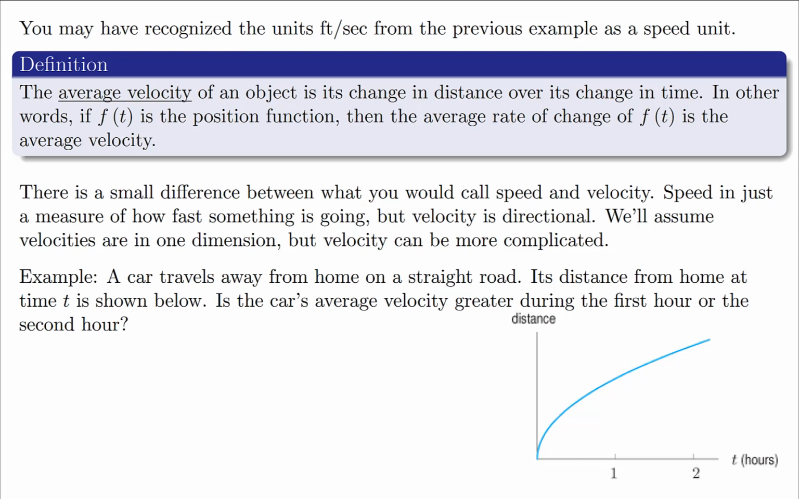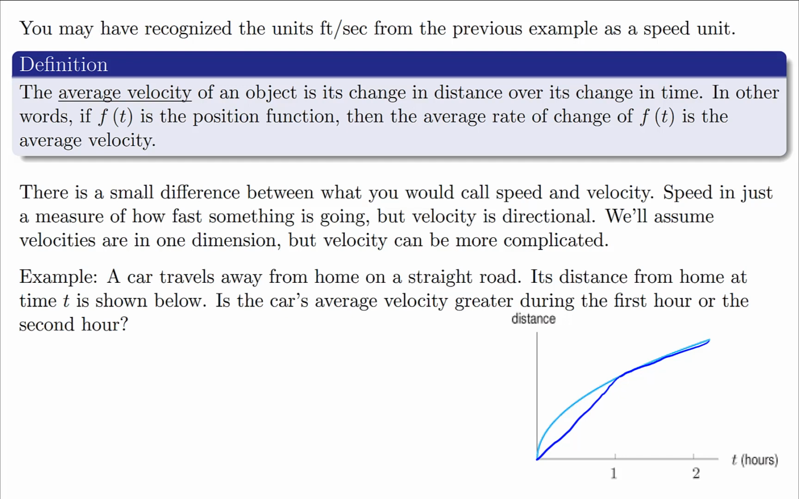A car is traveling away from home on a straight road, and its distance is given in the graph below. Now, I don't even have a y-axis scale. I don't know how far this is. But the question is whether the average velocity is greater during the first hour or the second hour. Remember, average velocity is an average rate of change. And geometrically, when we did average rate of change, we could draw a little secant line in. So let's do that. If I draw in the secant lines from 0 to 1 and from 1 to 2, you can clearly see that the slope of the first hour is much higher than the slope of the second hour. That means that the car is traveling faster in the first hour.